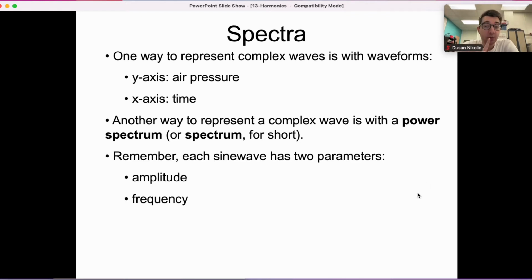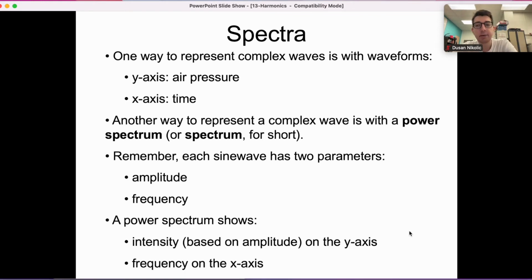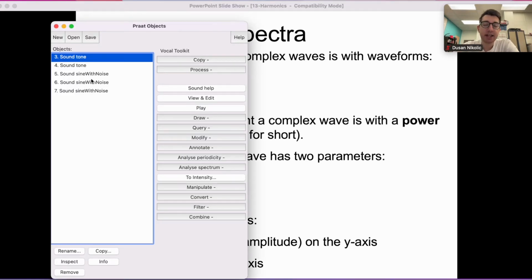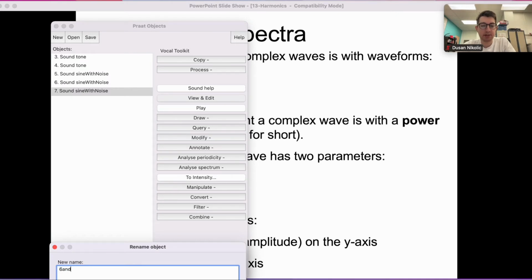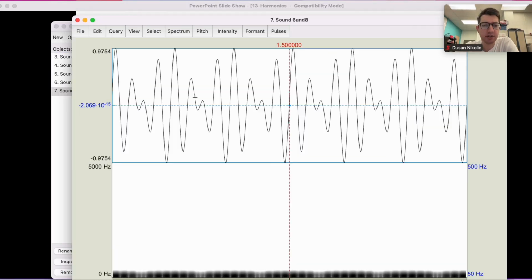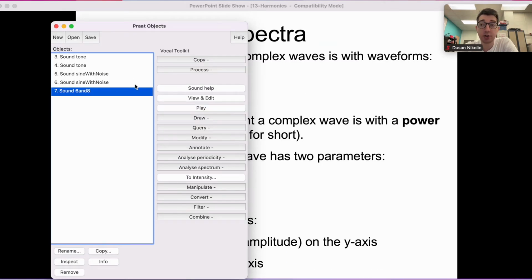Remember, each sine wave has two parameters, amplitude and frequency, right? And a power spectrum shows intensity, which is based on amplitude, on the y-axis, and frequency on the x-axis. You can easily get a power spectrum. I think I have here this complex wave that I'll rename 6 and 8, I think 6 and 8 hertz, which would be a 2 hertz frequency of the complex wave.